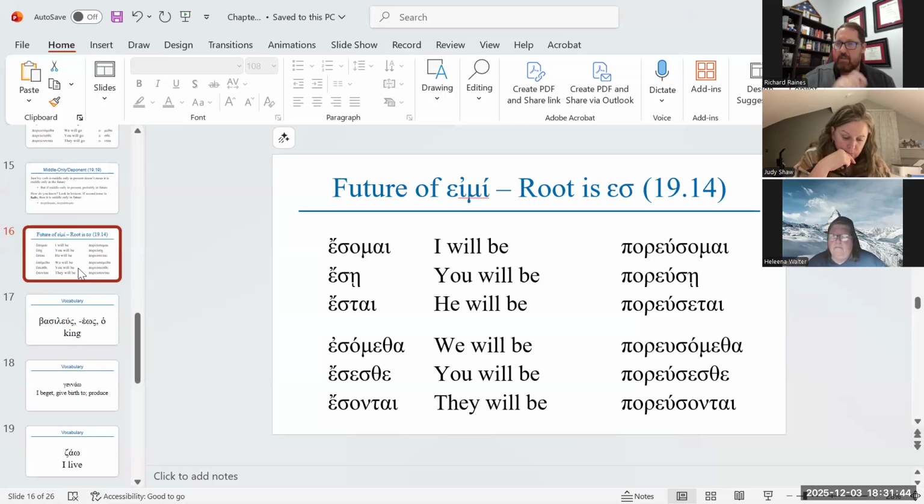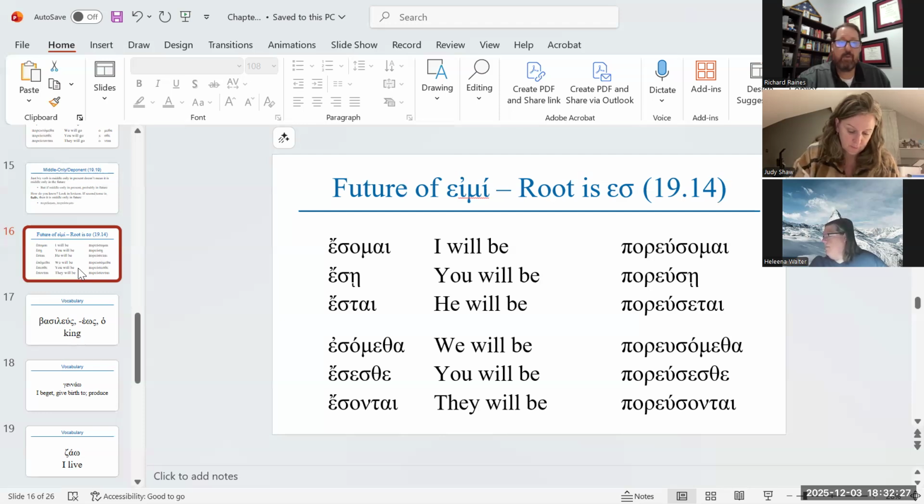then if you see an epsilon and a sigma, and you see those middle endings, you know you're dealing with the future of εἰμί. I don't know if that helps or not. You're also welcome to just memorize this paradigm. But I think it'd be easier, probably, since you're already memorizing this paradigm for present middle and passive and future middle. Just remember that if you see that epsilon sigma and then those future middle or present middle endings, you're dealing with the future of εἰμί. And it's I will be, you will be, he will be, and so on and so forth.